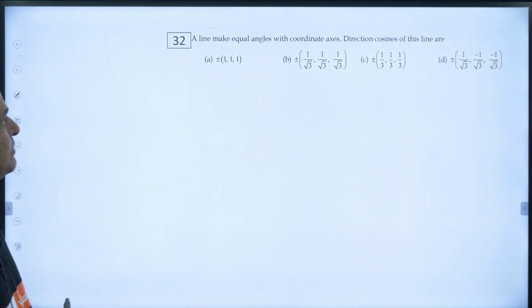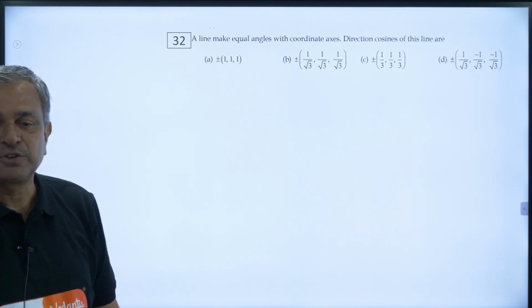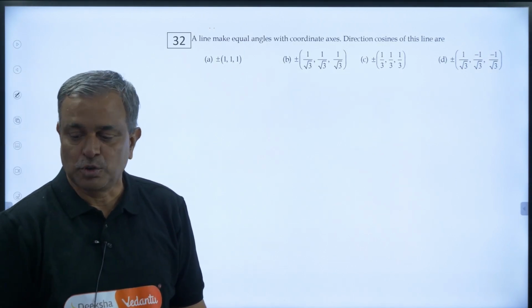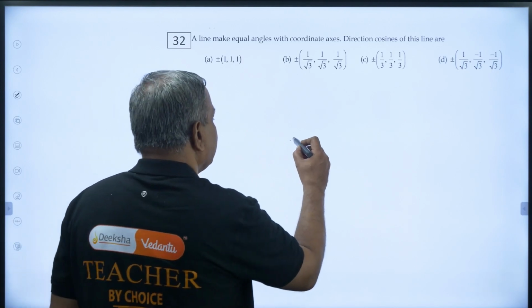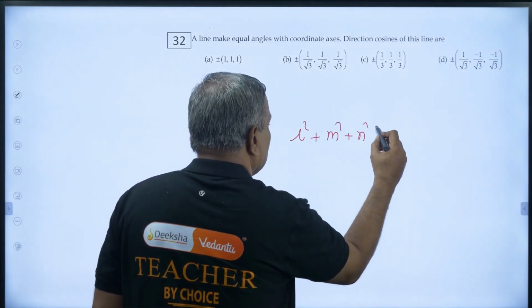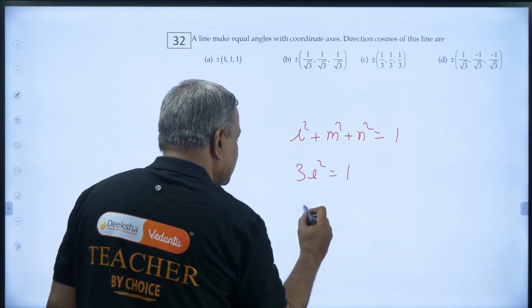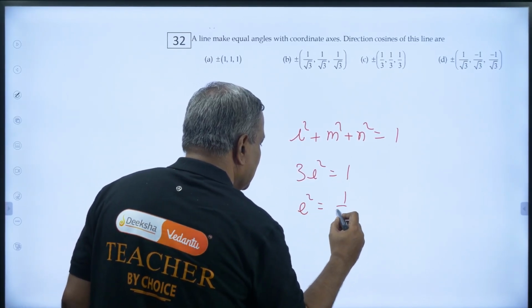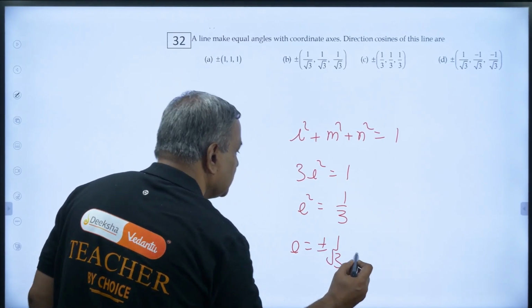Now, a line makes an equal angle with the coordinate axes. Direction cosines will satisfy L square plus M square plus N square is equal to 1. So what is the formula we studied? L square plus M square plus N square is equal to 1. All are equal, so 3L square is equal to 1. L square is equal to 1 by 3. L equals plus or minus 1 by root 3.